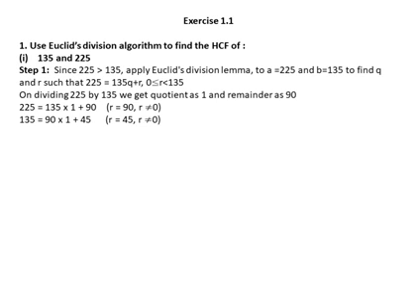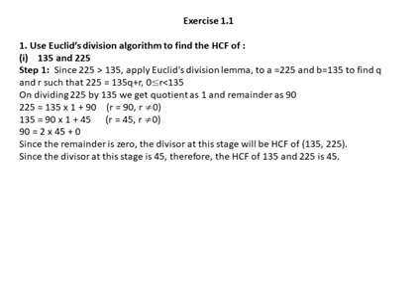Again, our remainder is not equal to 0. We need to change the b value as a. That means 90 is equal to 2 into 45 plus 0. Here, the remainder we are getting is 0. What is our HCF? The HCF is 45.